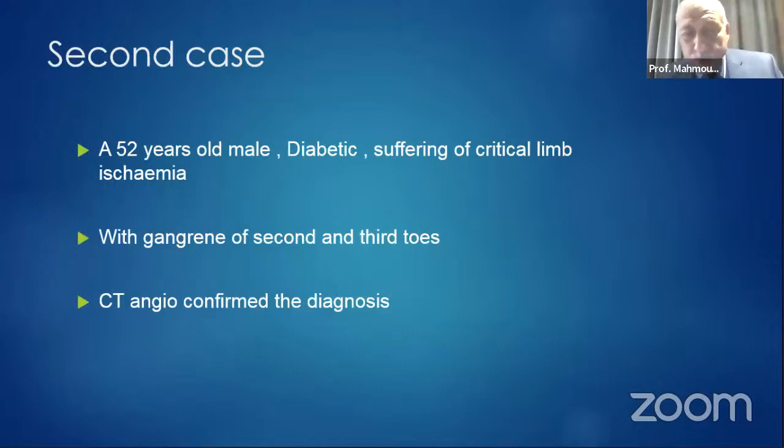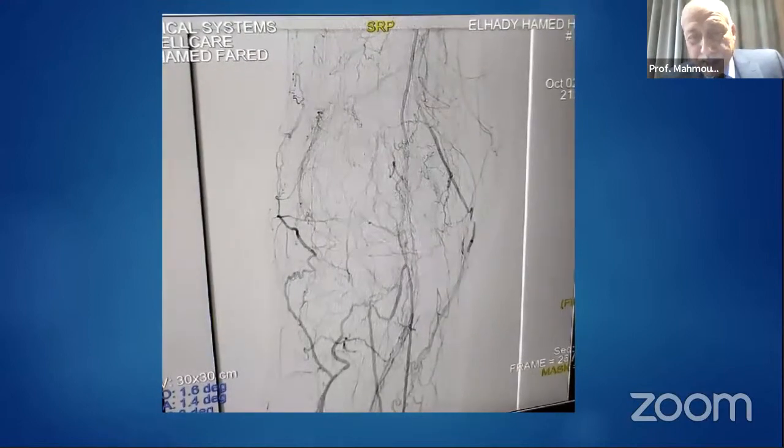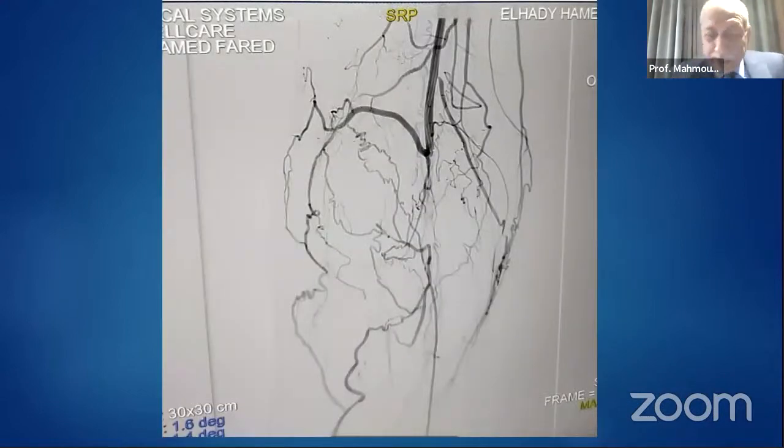Another case, we had a 52 years old male, diabetic, suffering from critical limb ischemia with gangrene of toes, and we did CT angio and confirmed that he has infrapopliteal disease. You can see that there is no popliteal and no infrapopliteal, all collaterals. The only vessel we could recognize or see is this one, which is the anterior tibial artery. We don't have even the tibioperoneal or popliteal. As you can see, all collaterals.